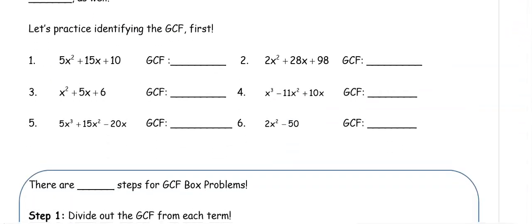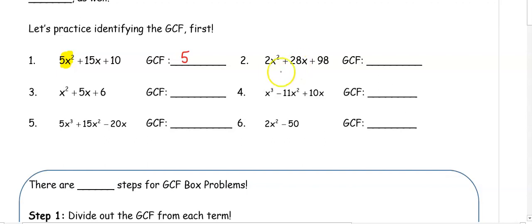So in number 1, remember that we're trying to get this term to become x squared. Well, the number that's keeping us from being just x squared is 5. So we need to double check, are all of these divisible by 5? 5x squared is divisible by 5, 15x is divisible by 5, and 10 is divisible by 5. So our GCF is 5.